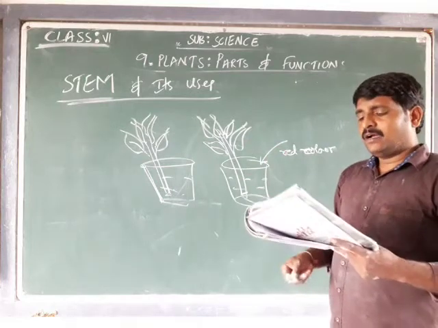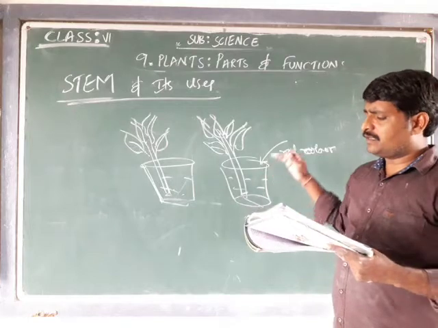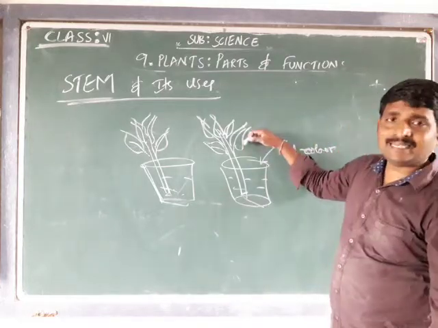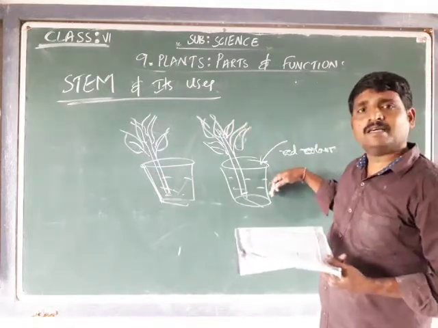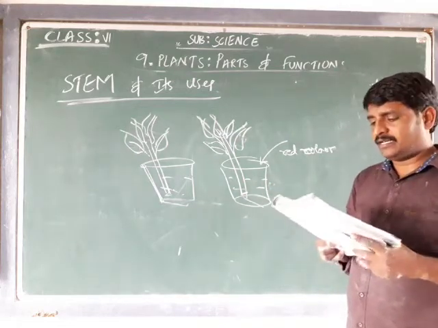What do you observe? Do red spots appear on the leaves and the flowers of any of the plants? Yes, we notice that. We will observe some red color spots on the plant which is kept in the red water.